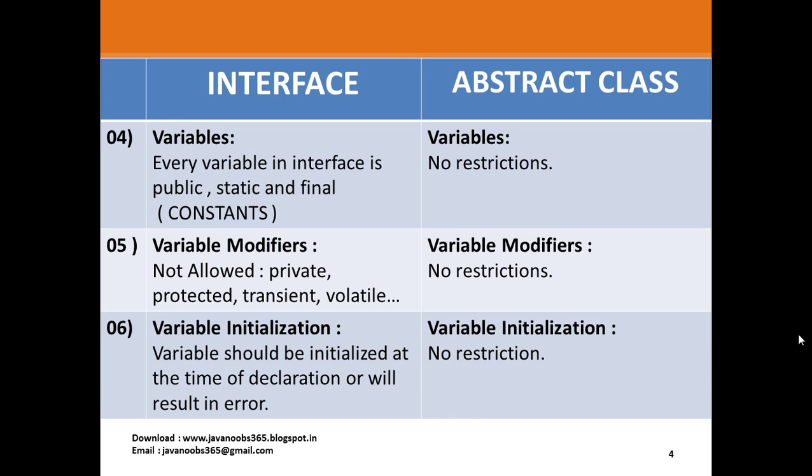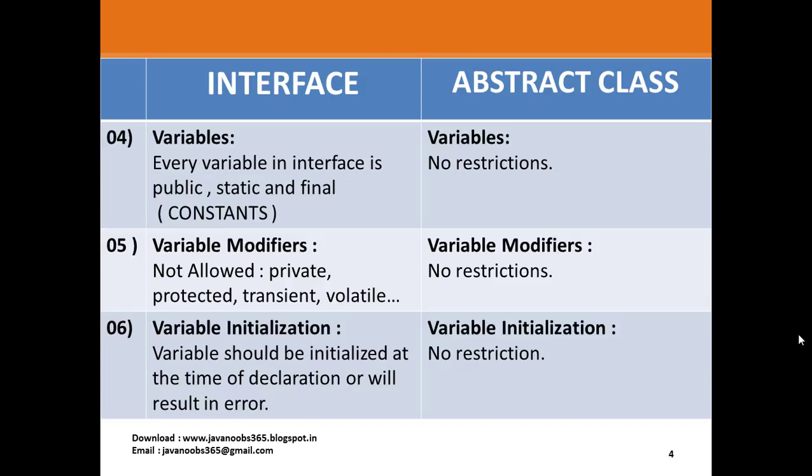Fourth difference, variables. Now every variable in interface is public, static, and final by default, so that's the reason they are constants. In abstract class there are no restrictions at all. Variable modifiers not allowed in interfaces are private, protected, transient, volatile, and so on, whereas in abstract class no restrictions at all. Variable initialization in interfaces. Variables should be initialized at the time of declaration or will result in error.